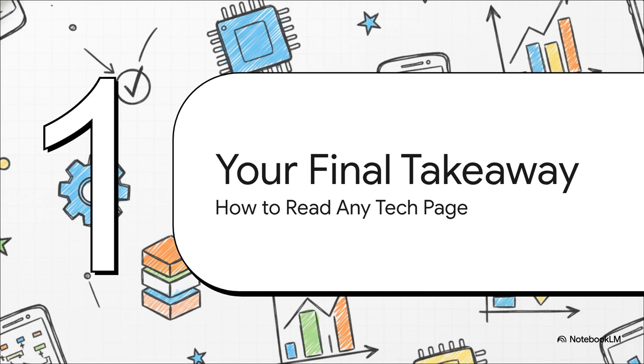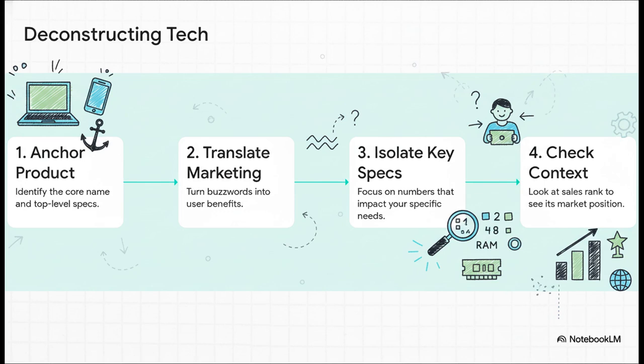So let's wrap this up by summarizing everything we learned into a clear strategy you can use on any tech product page. So here it is, your 4-step guide. First, anchor the product. Figure out its core identity right away. Second, translate the marketing. Turn those buzzwords into real, actual benefits for you. Third, isolate the key specs, the ones that actually matter for what you need to do. And finally, number 4, check the context. Is it popular? Are people buying it? If you follow these 4 steps, you can turn any confusing page into a story that makes perfect sense.